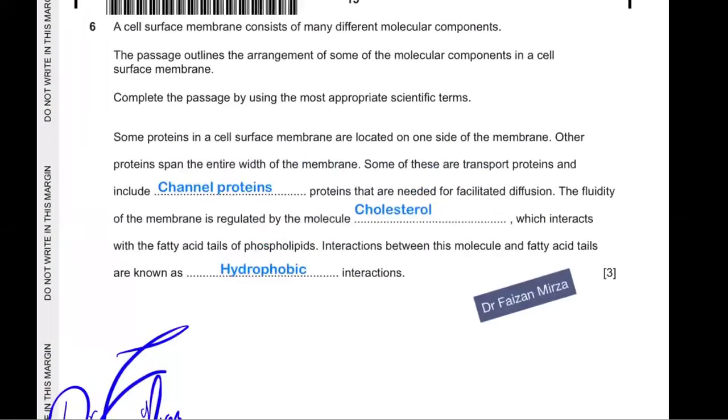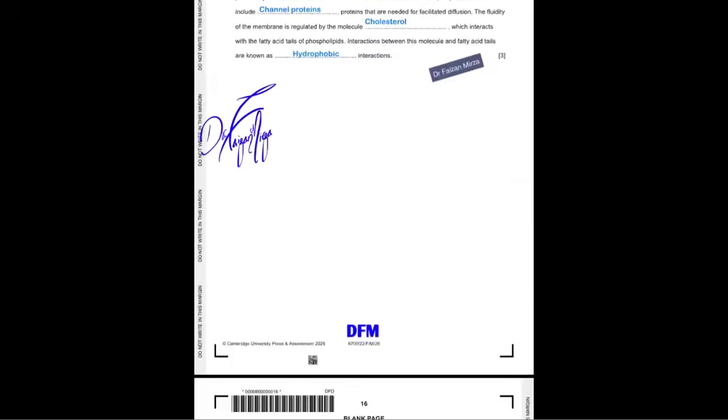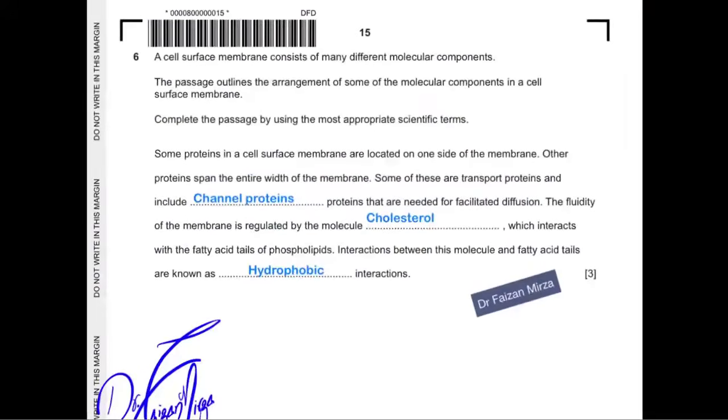Question 6 deals with fill in the blank. It simply asks for the transport proteins that are allowing fast diffusion to occur. Those are channel proteins. The fluidity is maintained by cholesterol, and the fatty acid tails are held together by hydrophobic interactions.